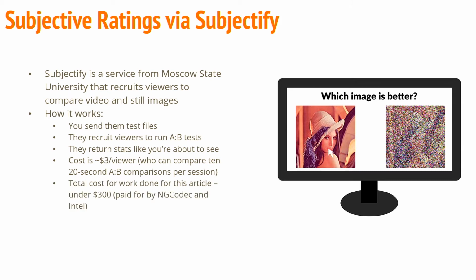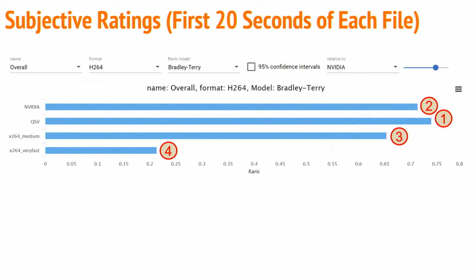The work done for this article, which I think involved around 500 different viewers, cost around $300, which was paid for by Encoding and Intel. The website is Subjectify US, and I wrote a review of the technology you can look at there. And here are the results we got back.